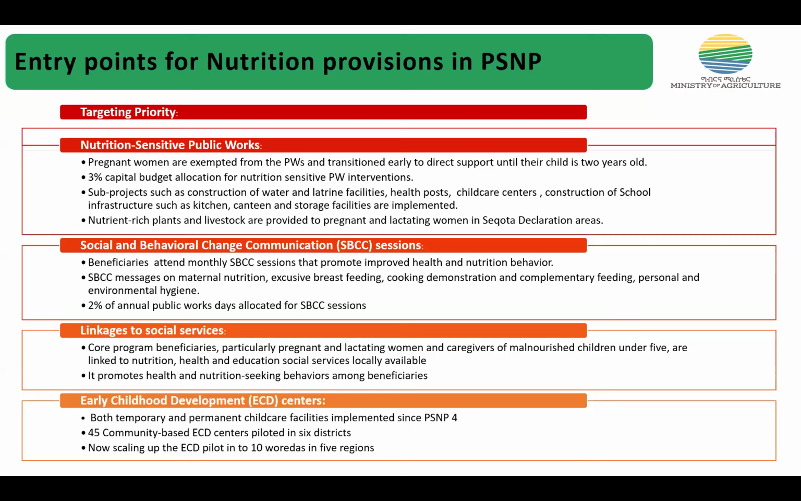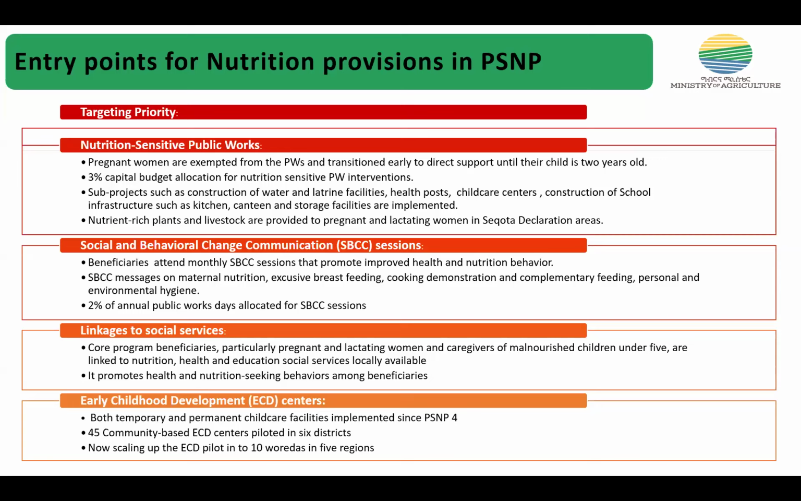The sub-projects also contribute to constructing some of the social needs. For instance, construction of water and latrine facilities, health posts, child care centers, and school infrastructure, such as kitchens, canteens, and storage facilities, are implemented. Nutrient-rich plants and livestock are also provided to pregnant and lactating women in Sekota Declaration areas. There are also other entry points, like social and behavioral change communication sessions. This is done while the public work beneficiaries are contributing to climate change adaptation. They use some of their session time to gain awareness on these specific issues.